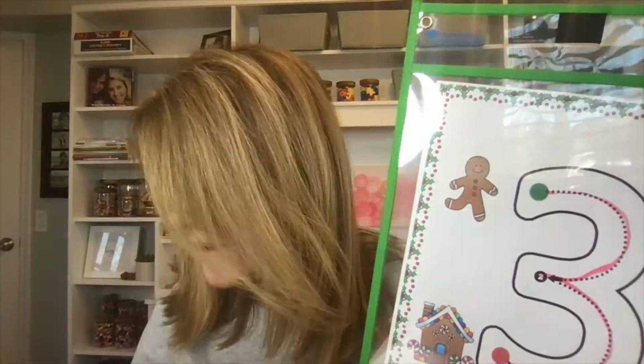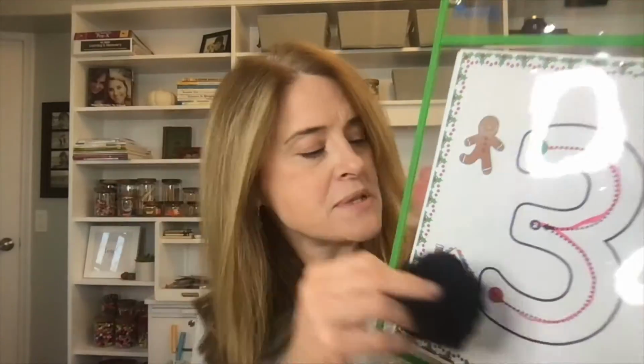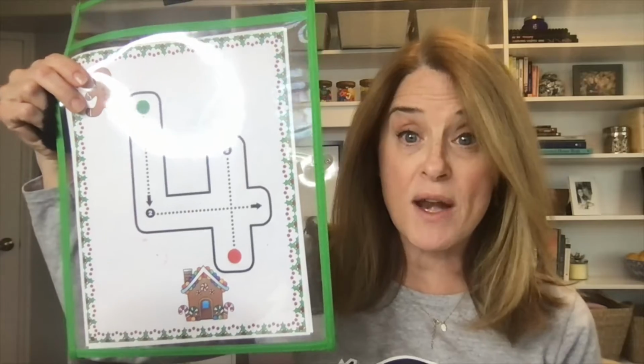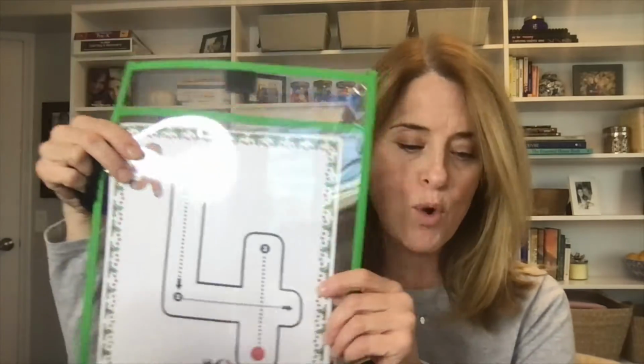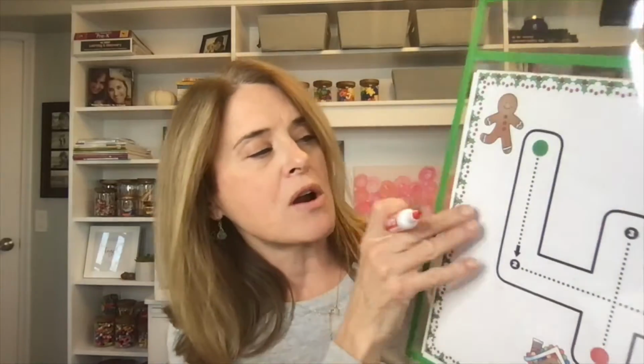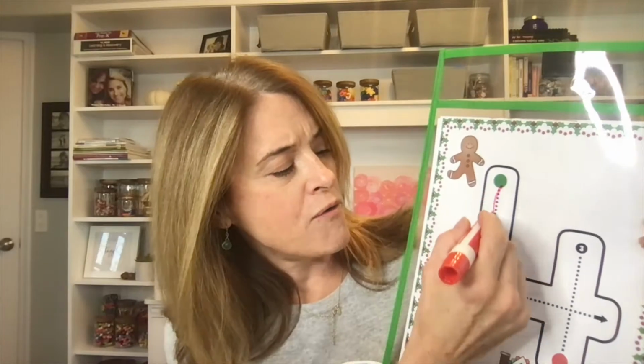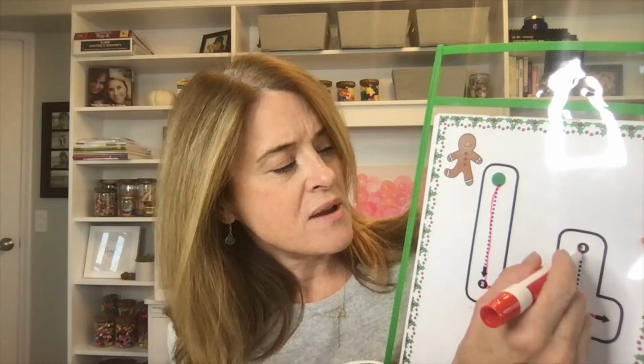I'm pretty sure I showed you guys this little hack I have, but I use pom-poms to erase. So you erase with the pom-pom, we flip it over, and you've got another number. So we've got 4 over here, and we just do the same thing. We start at green because green means go, follow the arrows, and make a 4. So that is one activity, super easy.